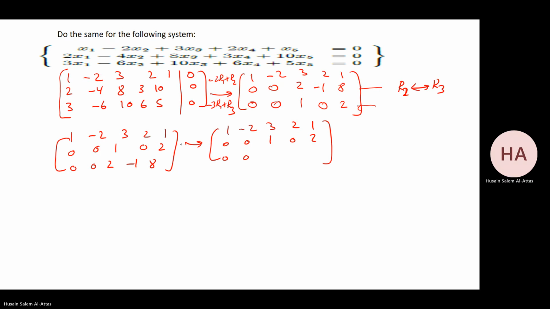Multiply R2 by minus 2 and add it to R3. So this will be 0. That will be minus 1. Multiply by minus 2 and add it, that will be 4. Okay. So I'm getting this. Now I stop. Now we'll do this idea of free variables.